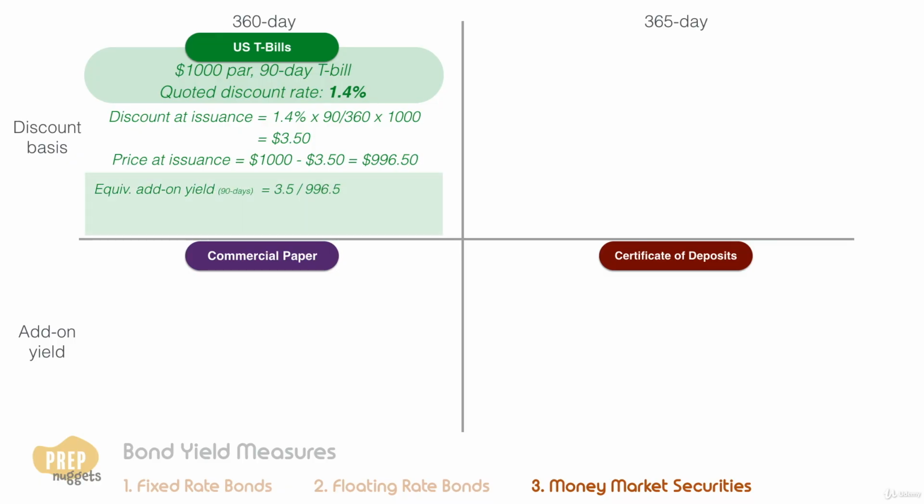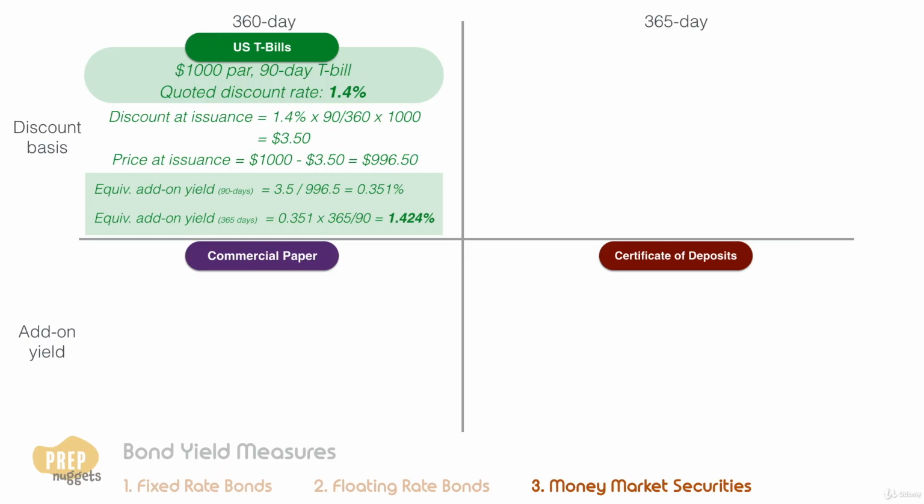As the interest is quoted on a discount basis, it may be useful to know its equivalent add-on yield. To find that, we simply divide the interest by the price at issuance, giving us 0.351%. Note that this is on a 90-day basis, so we annualize it by multiplying it by 365 over 90. The equivalent add-on yield for this T-bill based on 365-day convention is 1.424%.